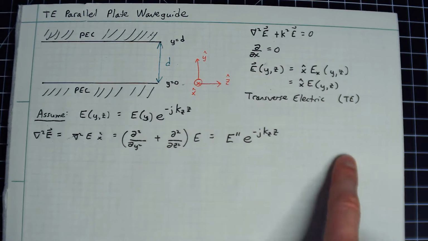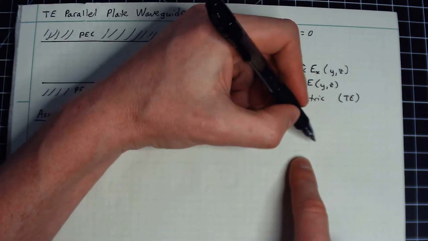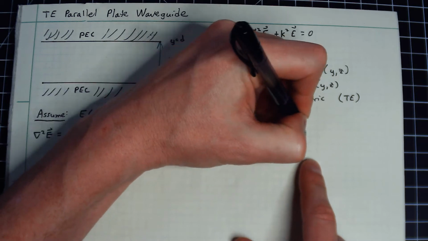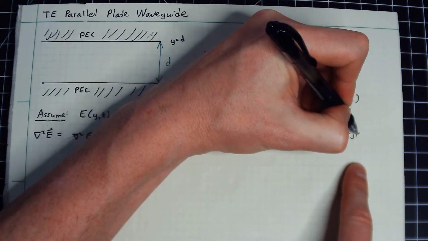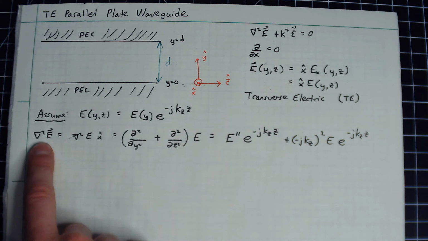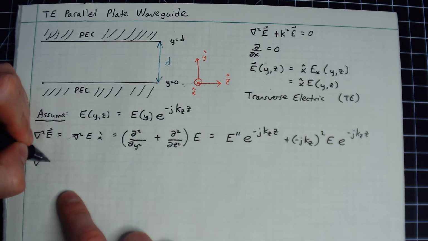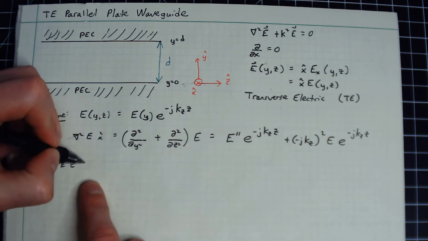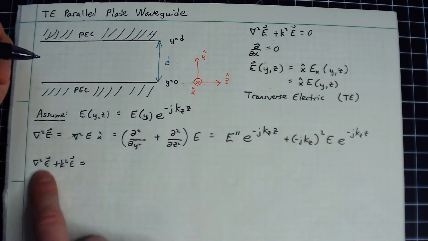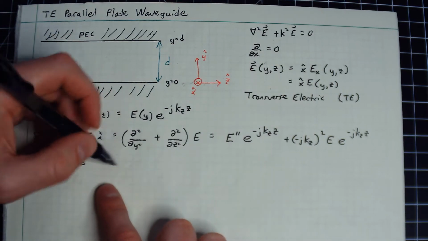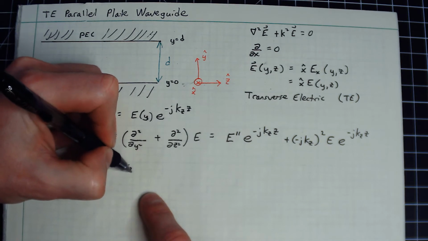And then my second derivatives along z here. So what I will then get is plus negative j k sub z squared times e to the minus j k sub z z. Okay, so that's just this little guy here. And I also have to add this little k squared E up here. So I'm just going to go ahead and say del squared E plus k squared E is going to evaluate to this little term here plus a k squared term. So I'm going to drop the x hat for now. We're just going to leave it as implied. And basically what we'll get is the following: E double prime. And so this is going to give us a minus k sub z squared.